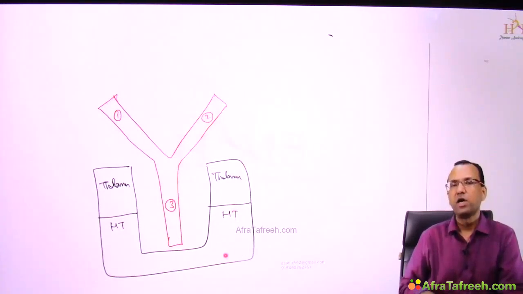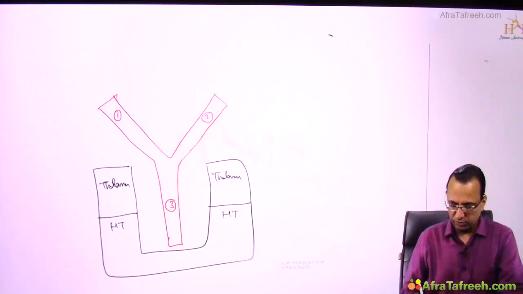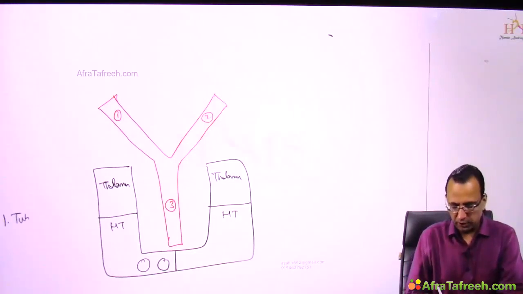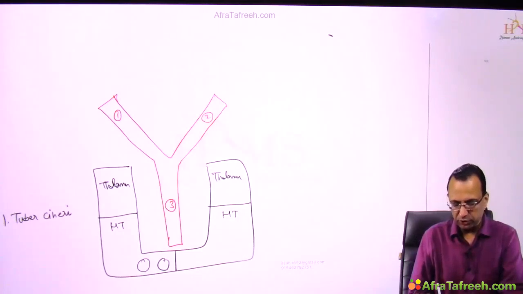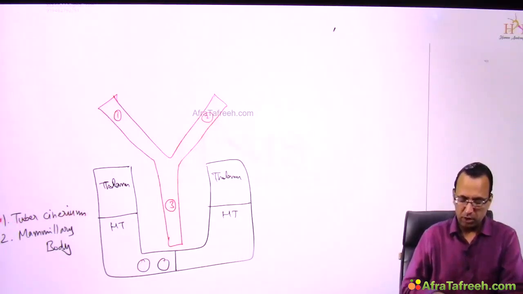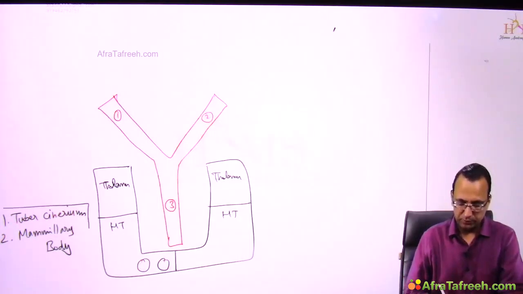At the floor of the third ventricle, I will tell you some structures. Just remember the names. At the floor of the third ventricle, they are part of the hypothalamus. The names are, number 1, tuber cinereum, which comes as a question, and number 2, the mammillary body, part of the hypothalamus. So there are two structures at the floor of the third ventricle which are part of the hypothalamus: one is called the tuber cinereum and one is called the mammillary body.